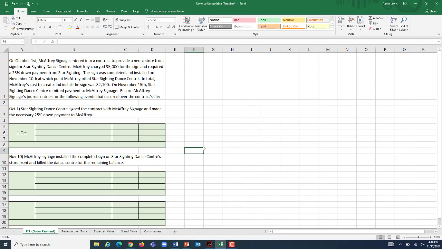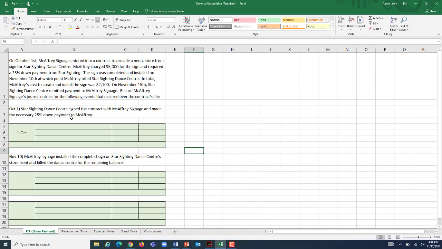At this point, McCaffrey hasn't done anything to create the signage, so they can't record any revenues because they haven't made any product for them. At this point also, Star Sighting is not liable for anything to McCaffrey. If McCaffrey decides they don't want to do this anymore and pull out of the contract, they can't bill Star Sighting for the remainder of this $5,000 because they haven't done any of the contracted work.